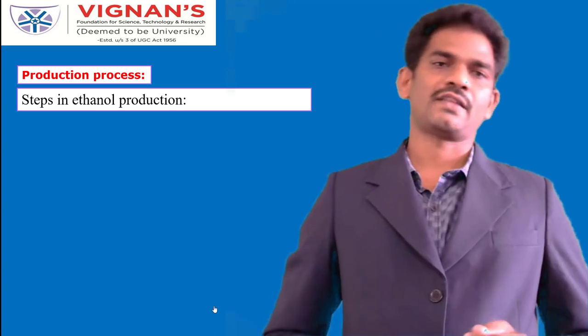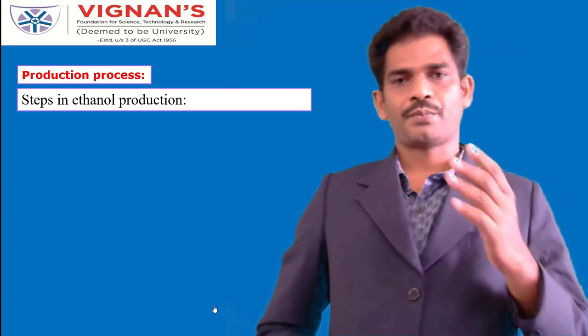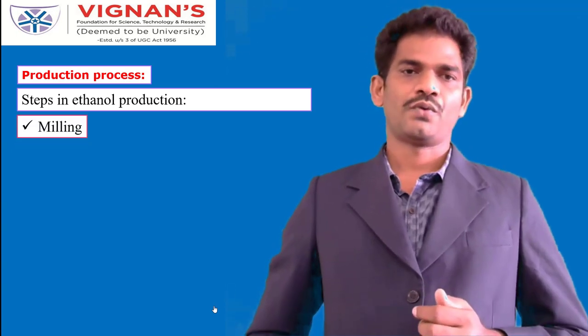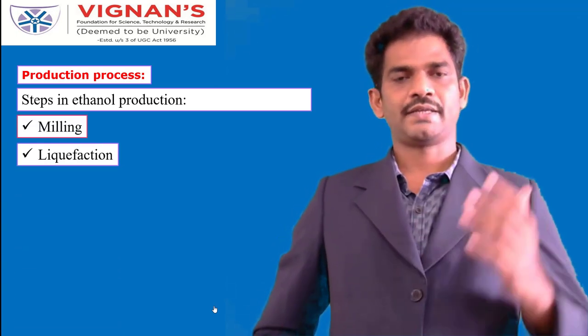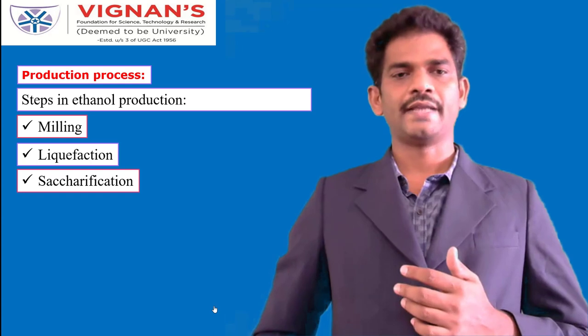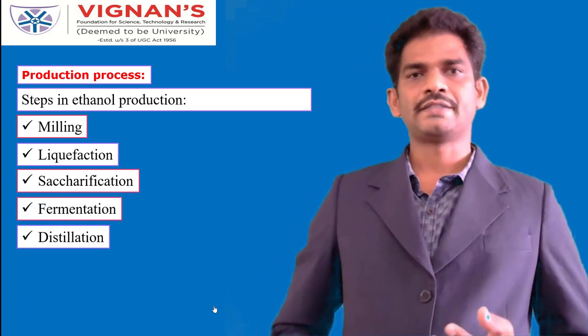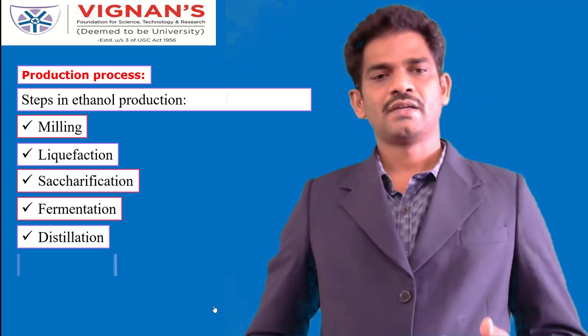So the steps in ethanol production: I told you the production process begins with milling, followed by liquefaction, saccharification, fermentation, distillation, and the last step is dehydration.